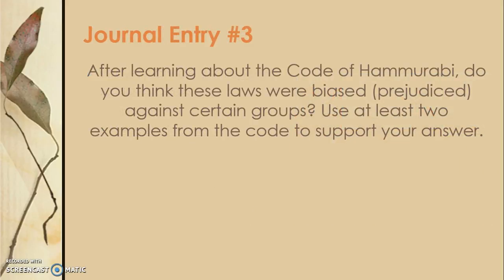Alright, and that brings us to journal entry number 3. After learning about the Code of Hammurabi, do you think that these laws were biased? That means, do you think that they're prejudiced against certain groups? Make sure that you use at least 2 examples from the code to support your answer, and also make sure that you answer in 5 to 6 sentences in order for the journal to be complete.